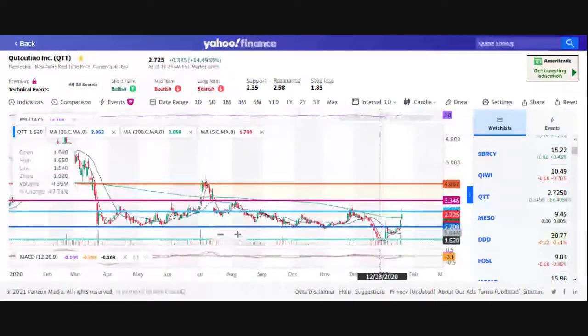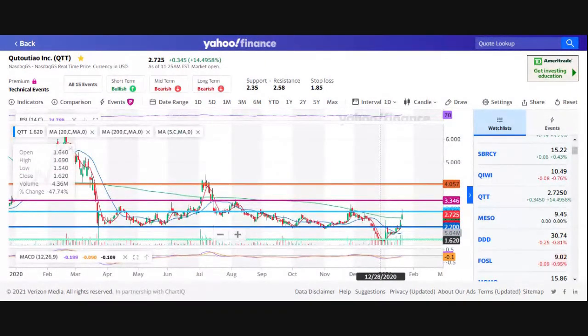Now, one of the things about the targets that we spoke about is the reason the targets are important: because we want to buy multiple shares.